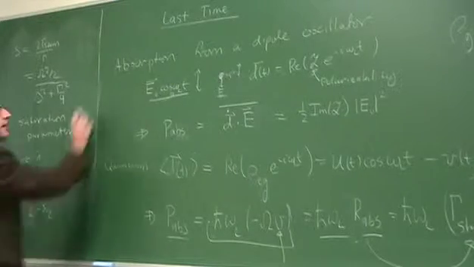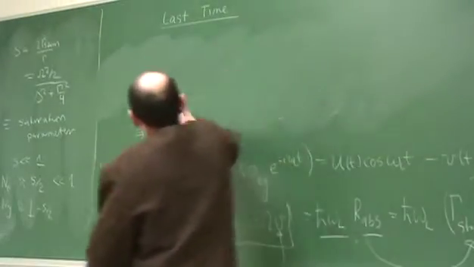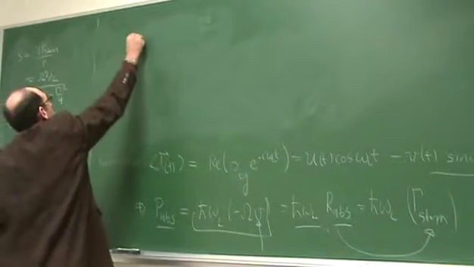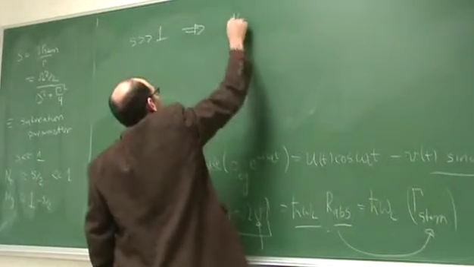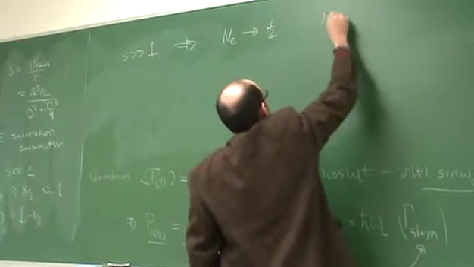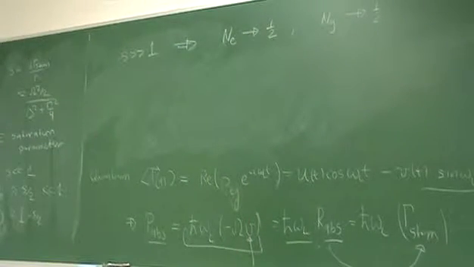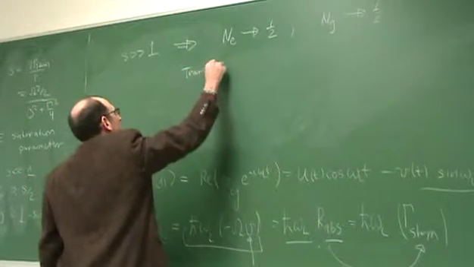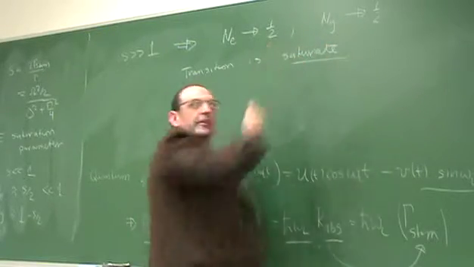On the other hand, when the saturation parameter becomes big compared to 1, then the population in the excited state goes to 1/2. And of course, half of the population is taken out of the ground state. And in this case, we say that the transition is saturated, for obvious reasons.